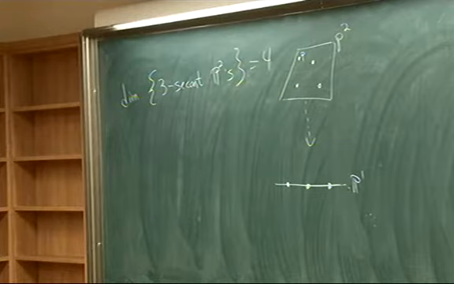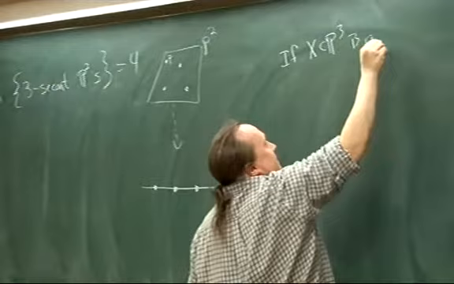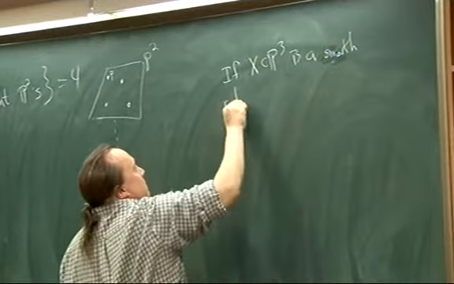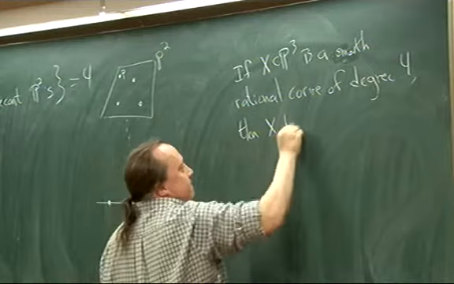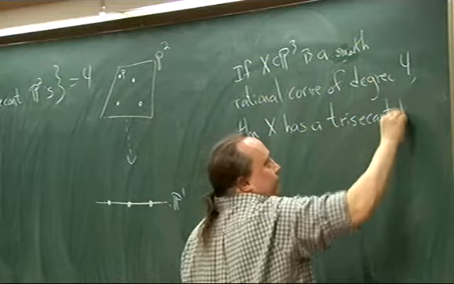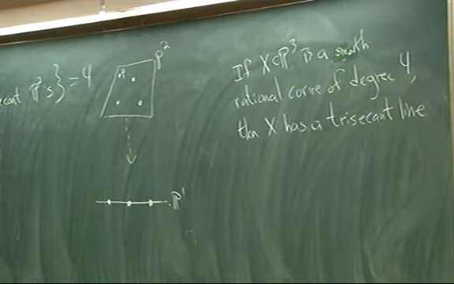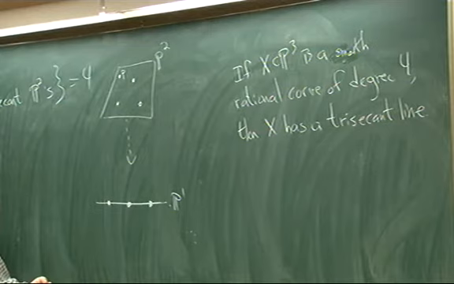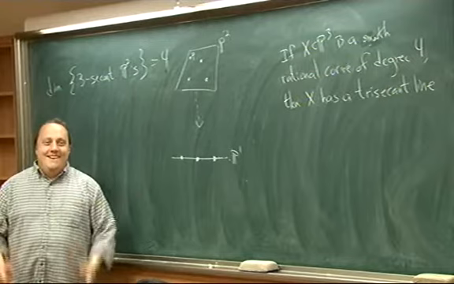What this tells you is that if X in P3 is a smooth rational curve of degree 4, then X has what's called a trisecant line. This is information about the embedding. This tells you that no matter how you try to put a smooth rational curve in P3 with degree 4, it has to have a trisecant line. There's just got to be one. The fact that this dimension fell, but this dimension is nearly 5, 4 isn't close to 5, this will lie on a lot of these. There'll be a lot of trisecants.